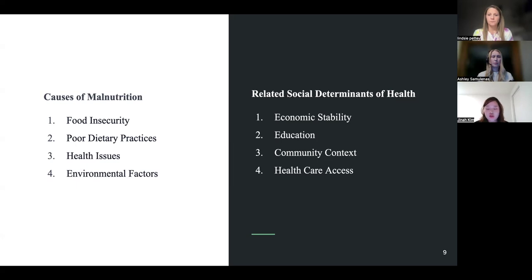For the related social determinants of health, number one is economic stability, where low incomes limit food choices and access to options and make it difficult to find healthy alternatives. High living costs and low wage jobs can lead to food insecurity.